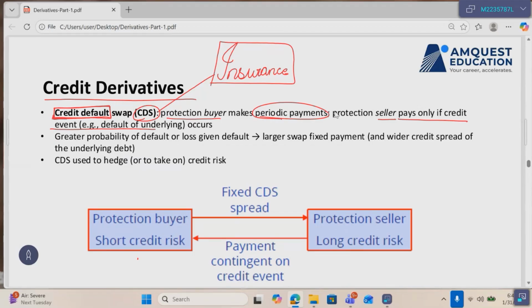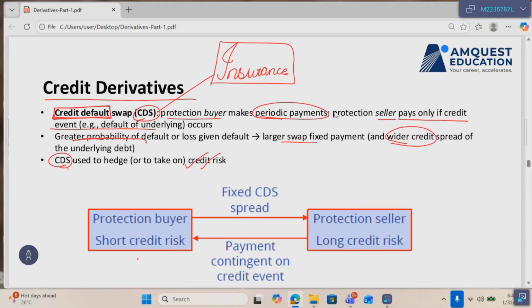Obviously, a greater probability of default or loss in default means you'll have to pay more. If that party is bound to default, then you better pay more premium, right? So there's a greater payment and a wider spread in the event of a greater default. Higher the probability of default, more the premium. Less the probability, less premium. CDS is a very important instrument that helps you hedge against credit risk, right?